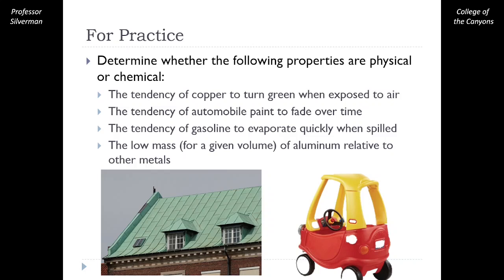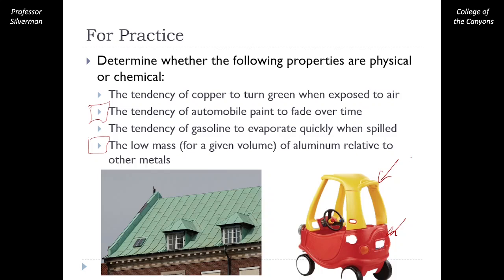We have some practice problems and examples here. I'll start with this second example, the tendency of automobile paint to fade over time. Here's our animation of this. If you've ever seen one of these kind of cozy coupe vehicles around, they usually don't look like this very bright yellow and red color anymore. Most of the ones that I've seen out in neighborhoods are very faded.